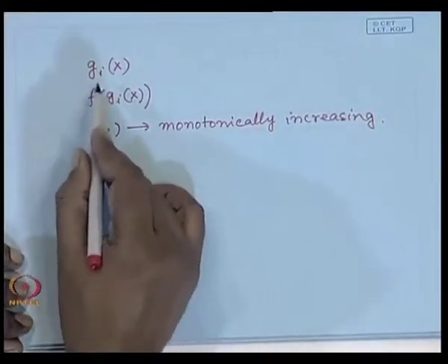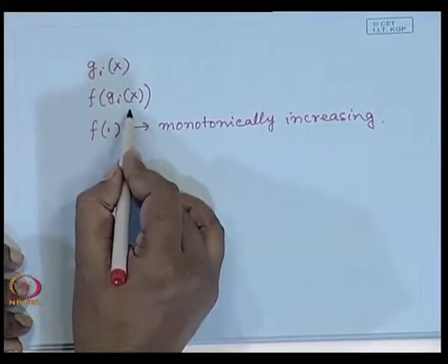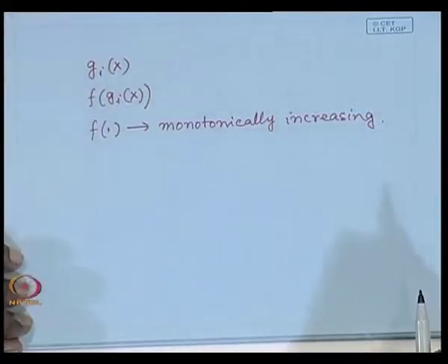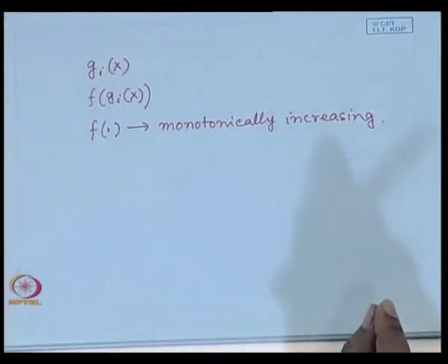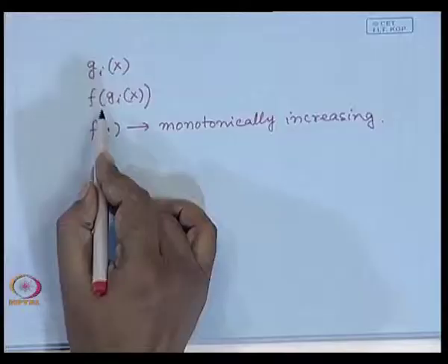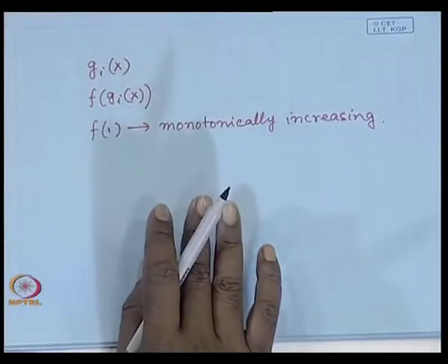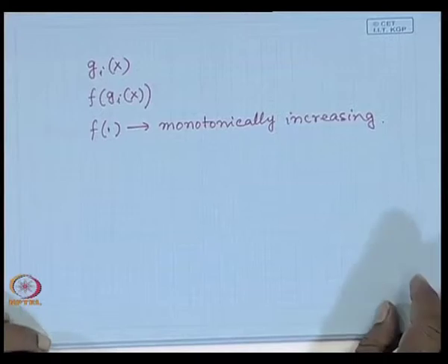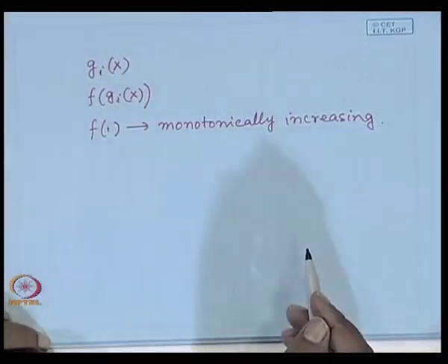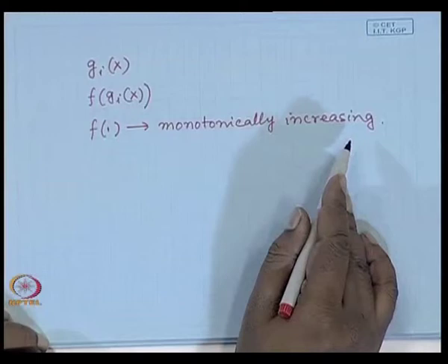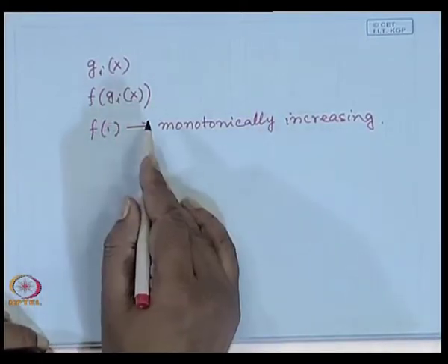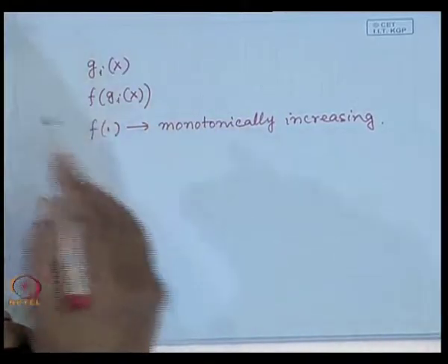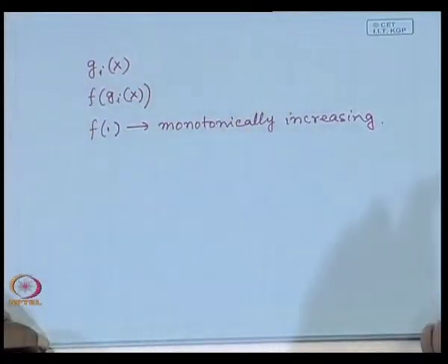Okay. Then also this f of g_i(x) will serve the same purpose as g_i(x), because f is monotonically increasing. For whichever i g_i(x) is maximum, for the same i f(g_i(x)) will also be maximum, because the function f is monotonically increasing. So, if I can identify g_i(x), then for any monotonically increasing function f, f of g_i(x) will also serve the same purpose of discriminant function.